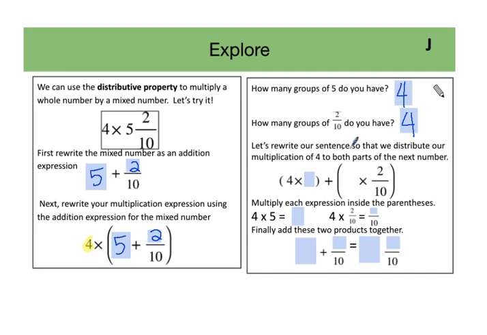So here it says, let's rewrite our sentence so that we distribute our multiplication of 4 to both parts of the mixed number. First we're going to do 4 times 5, and then we're going to do 4 times 2/10. So 4 times 5 is 20, and then 4 times 2/10 is 8/10. So we get 20 plus 8/10, which gives us 20 and 8/10. Is that what you got?